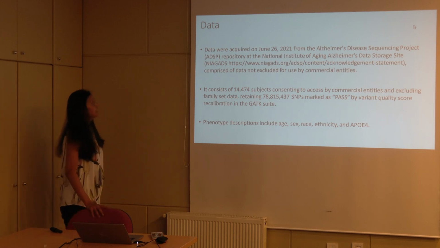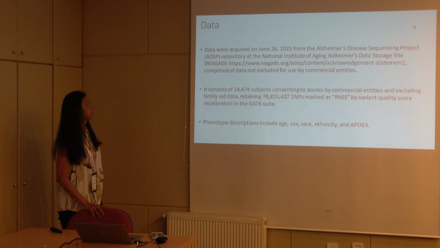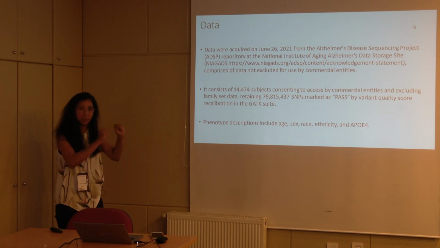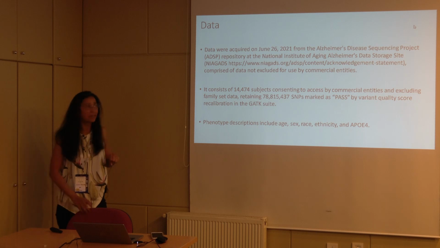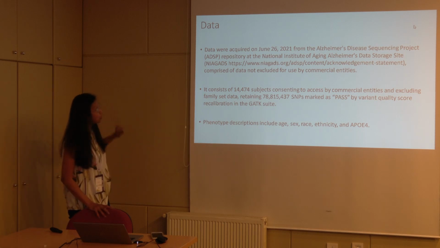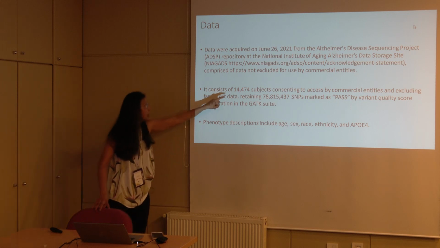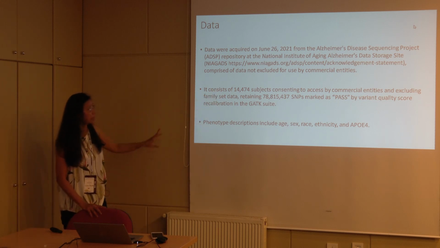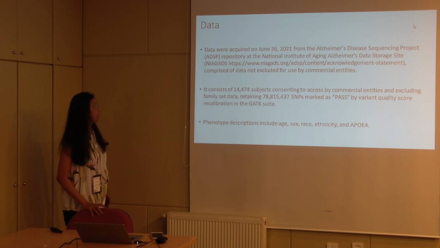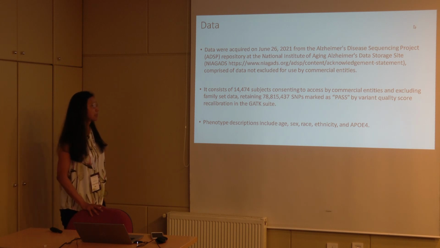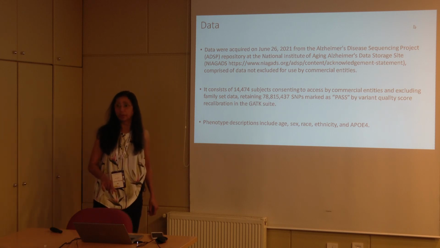And this is the data, you can see that we have detailed data. I think the team was adamant that we do mention what the data were and what layers we used. So this is the June 26, 2021 ADSP data that we are using. It has about 14,000 subjects and about 78 million SNPs that passed the variant quality score. The phenotype descriptions include age, sex, race, ethnicity, and ApoE4.